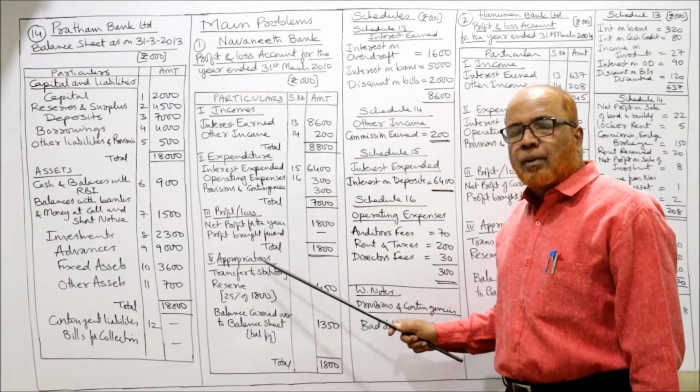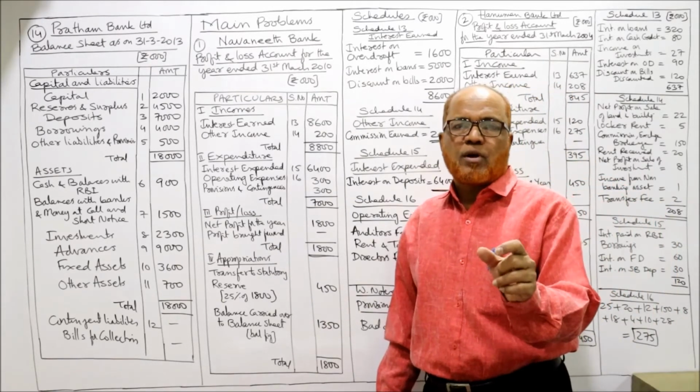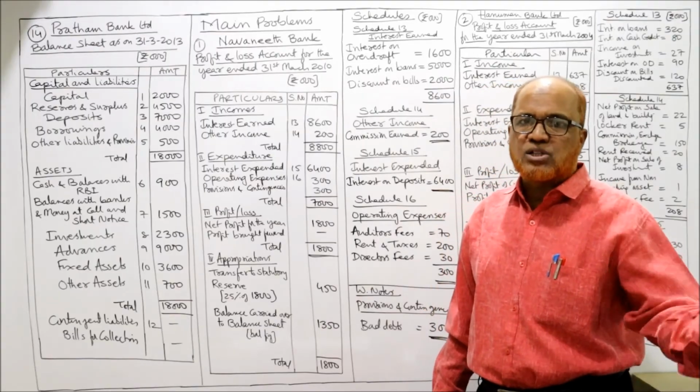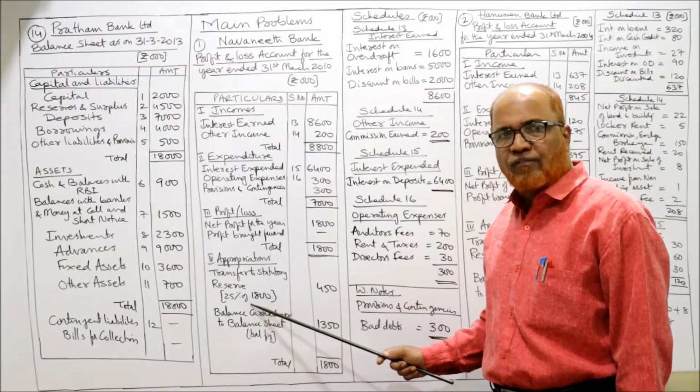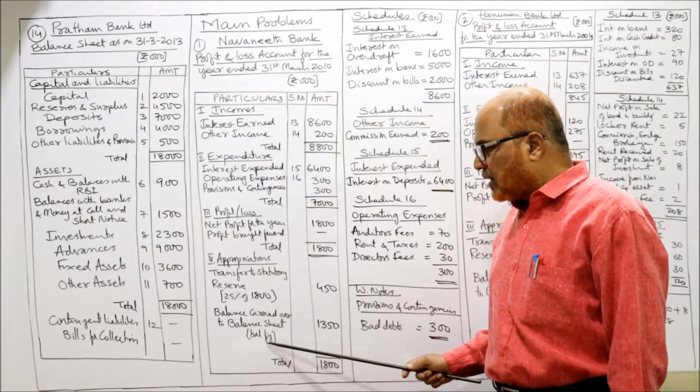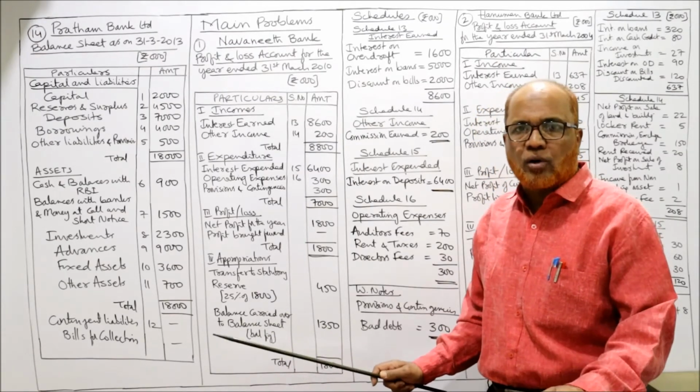Then total appropriations. Every year जो भी profit आता है उसका 25% will be transferred to statutory reserve. तो transfer to statutory reserve 25% off डालकर छोड़ देना. Then balance carried over to balance sheet. Total. ये format draw कर दे.